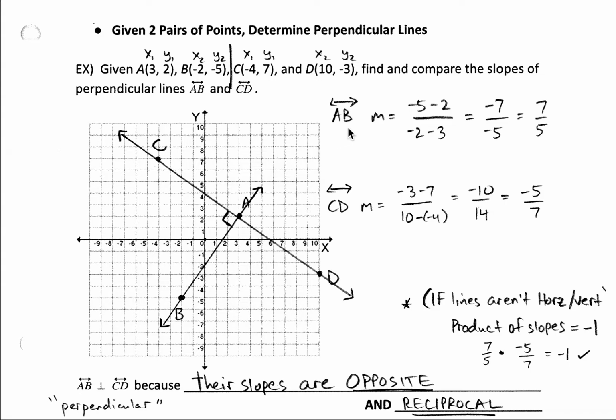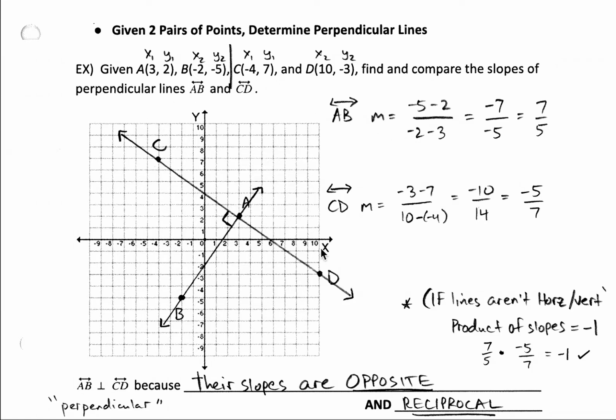Find the slope of line AB. Subtract your y values. Negative 5 minus 2 is going to be negative 7. Subtracting the x values, negative 2 minus 3 is negative 5. I have a negative divided by a negative, so take it one more step and make it positive. So line AB is increasing. It has a positive slope. Seems to be good there.